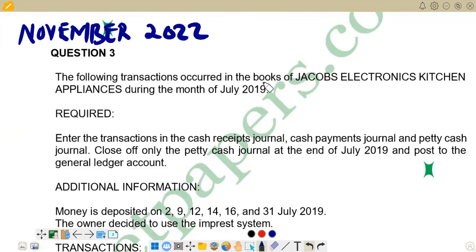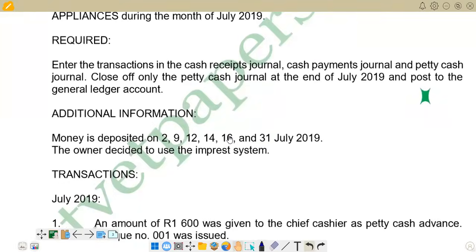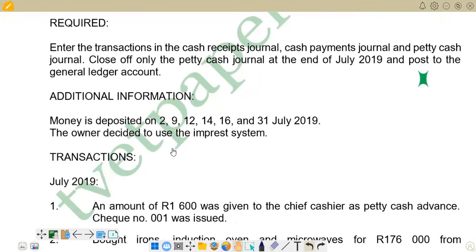The question reads: the following transactions occurred in the books of Jacobs Electronics Kitchen Appliances during the month of July 2019. On the required parts, the question reads: enter the transactions in the cash receipts journal, cash payments journal, and the petty cash journal. Close off only the petty cash journal at the end of July 2019 and post to the general ledger account. Then on the additional information, we are given money is deposited on 2, 9, 4, 14, 16, and 31 July 2019. Then the owner decided to use the Imprest system.